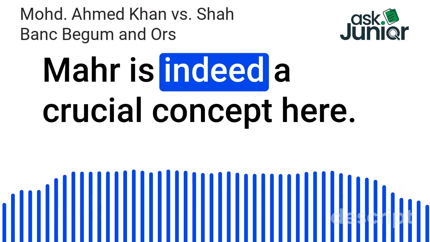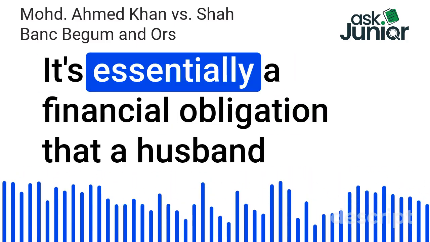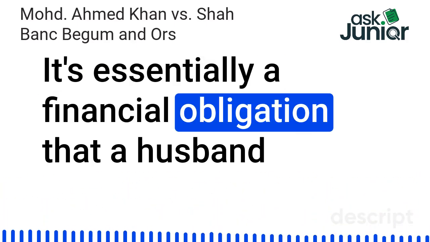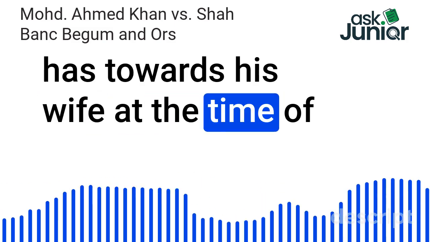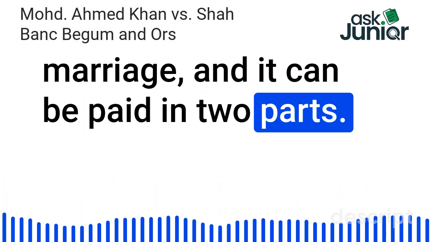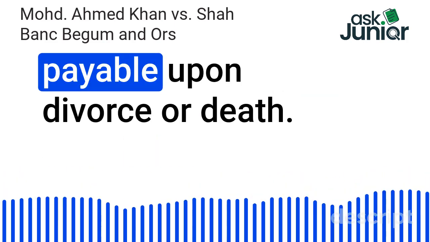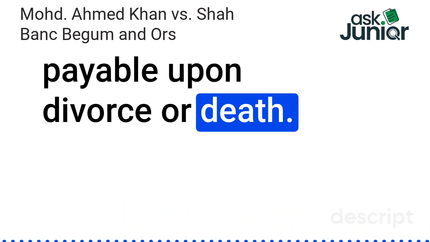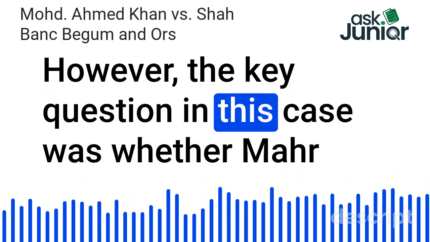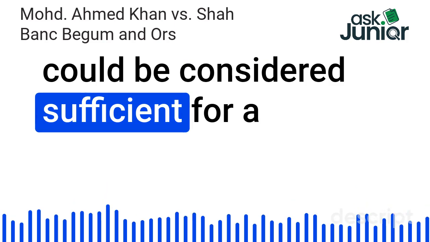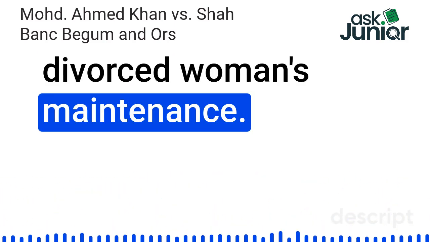Mahr is indeed a crucial concept here. It's essentially a financial obligation that a husband has towards his wife at the time of marriage, and it can be paid in 2 parts. One part is immediate, and the other is deferred, payable upon divorce or death. However, the key question in this case was whether mahr could be considered sufficient for a divorced woman's maintenance.